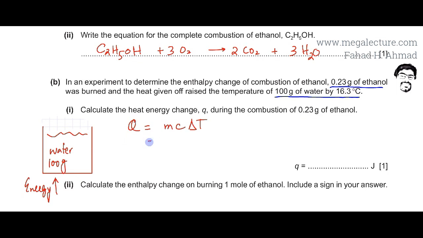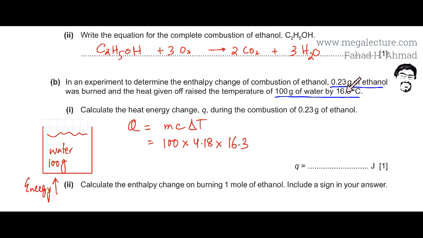So the mass of water is 100. The specific heat capacity C is given in the data booklet. It's given as 4.18 joules per Kelvin per gram, and the temperature change ΔT is given as 16.3. It's written over here, 16.3.